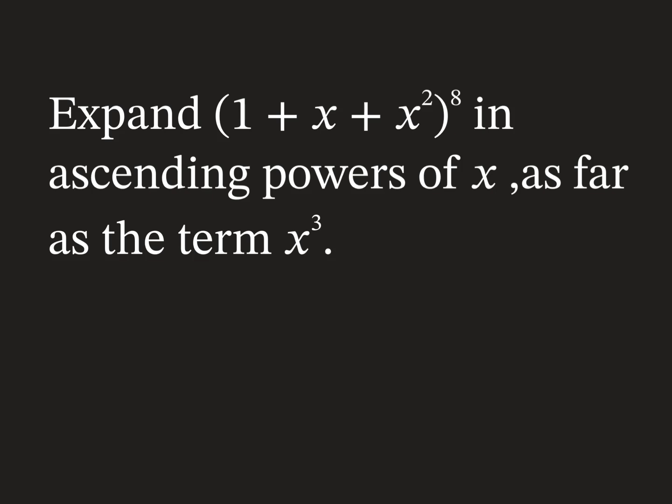Welcome back. We have a binomial expansion problem here that reads: expand (1 + x + x squared) to the power 8 in ascending powers of x as far as the term x to the power 3. Solution: we have (1 + x + x squared) to the power 8.